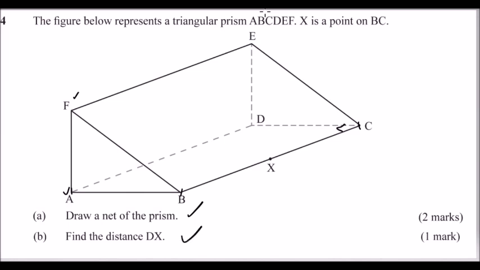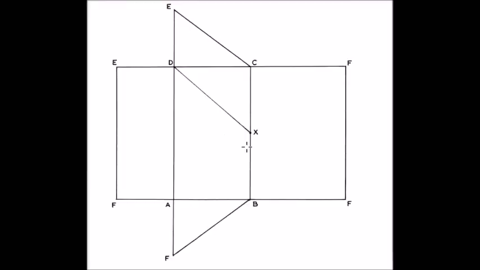So let's see how the question outcome should look. This is how your diagram should look. I can't say mine is proportional, but that is the net. And then this is where I've said you join D to X. Using a divider, you can put one point there and the other point there. Then you can place it on the ruler, and you'll be able to read the measurement, give or take 0.1. So that is the measurement.